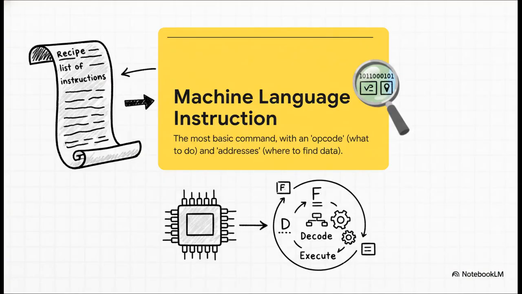The control unit's entire job is to follow a recipe, a list of instructions that are stored in memory. And these instructions are written in machine language, which is the most basic language a computer can understand. Each command is incredibly simple, with just two parts. An opcode, that's the verb, telling the computer what to do, and then one or more addresses, those are the nouns, telling it where to find the data. And the control unit just repeats a simple cycle, over and over and over. Fetch an instruction, figure out what it means, and then do it.